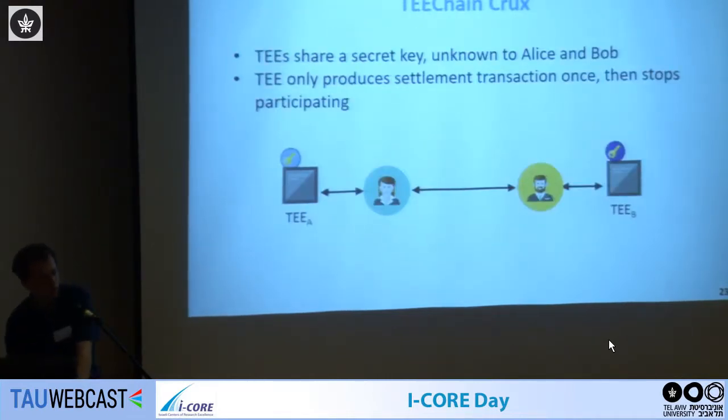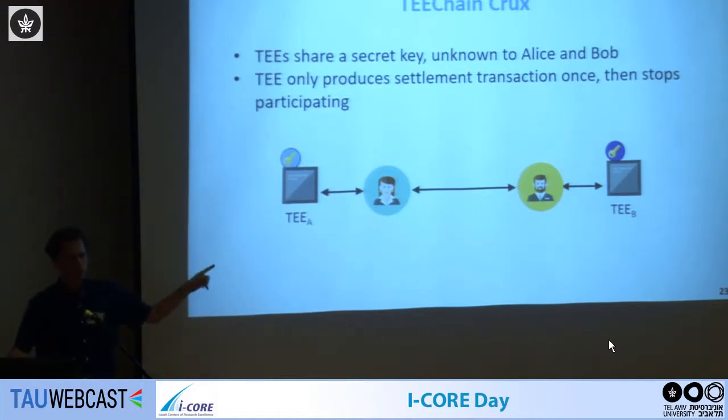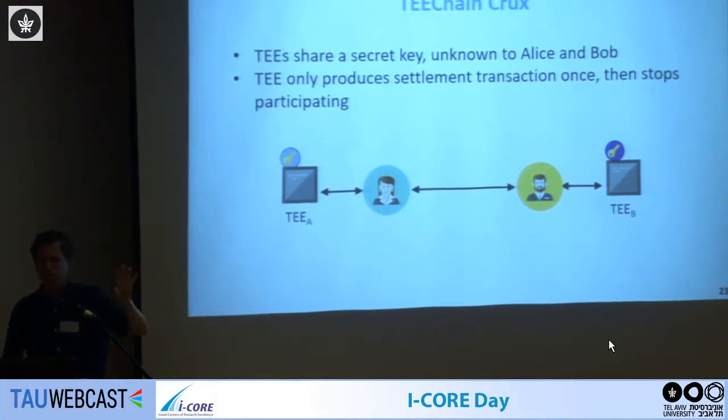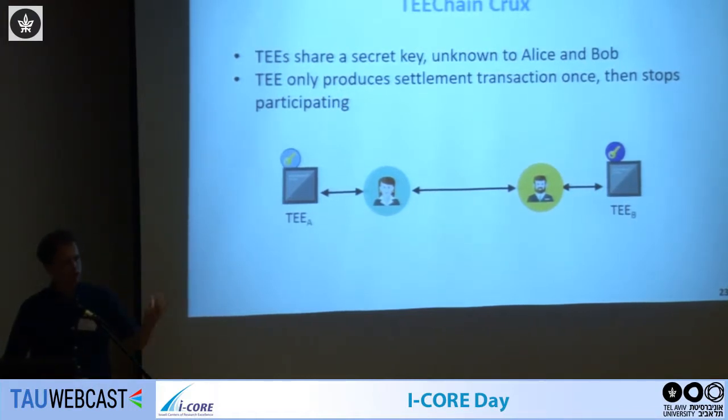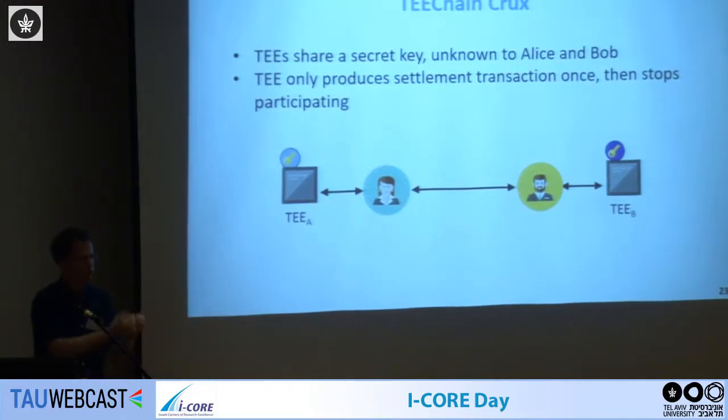So here's the crux of the protocol. Now we're getting to the point. The trusted execution environments of Alice and Bob share a secret key. They have secret keys that only they know, and Alice and Bob don't. Then the trusted execution environments produce the capabilities, the transactions to place on the blockchain. So Alice cannot generate it by herself. She needs to ask her trusted execution environment, but once it generates this transaction, it terminates, so it won't produce another one. So Alice can only produce the state at the current point in time, not an earlier one.